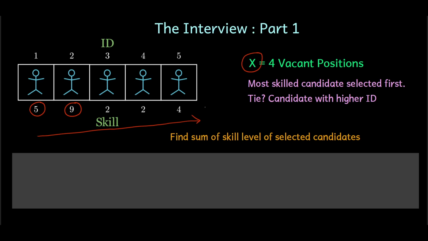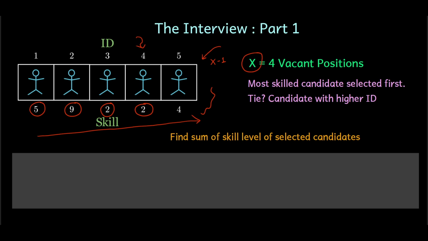As a recruiter, your job is to select the most skilled candidate from this pool and then repeat this process X minus 1 times so that you always have the best candidates in your company. Now, if two candidates have equal skill level, for example, if this candidate and this candidate have the same skill level, you will prefer the candidate with the higher ID.